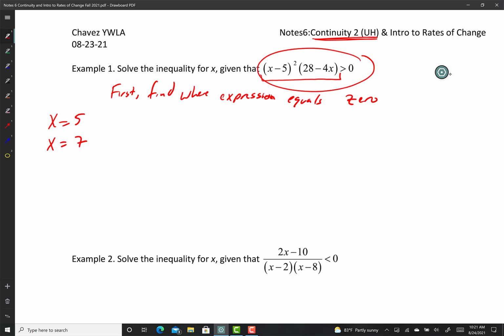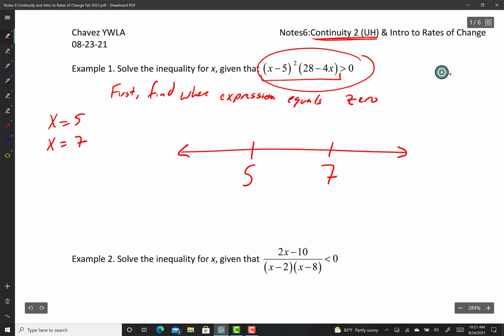All right, now to help, I'm going to do a number line. My domain is all real numbers, so I can just do my number line like so. And I'm going to put a 5 right here, and I'm going to put a 7 right there. I'm going to choose random numbers to the left of 5, between 5 and 7, and then bigger than 7. And all I care about, I don't care about the end result, the product, I care about the sign, whether it's positive or negative.